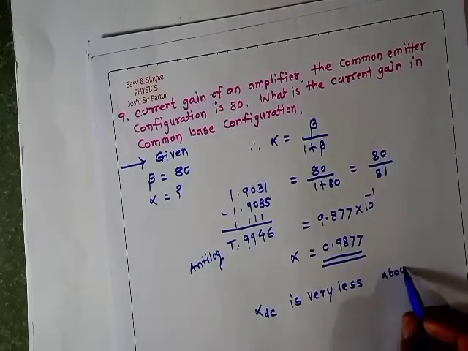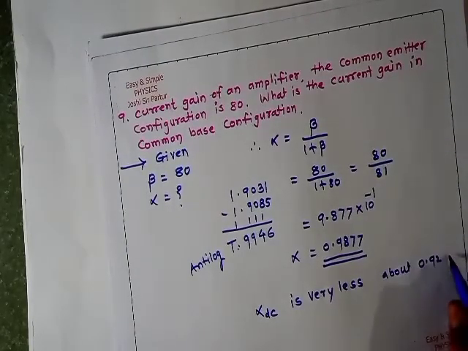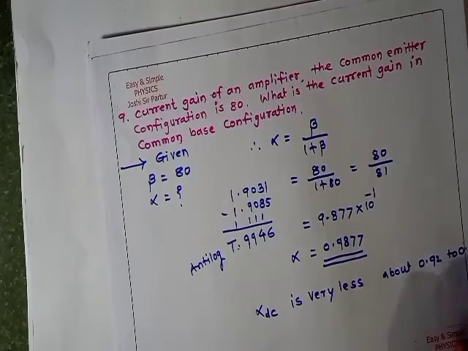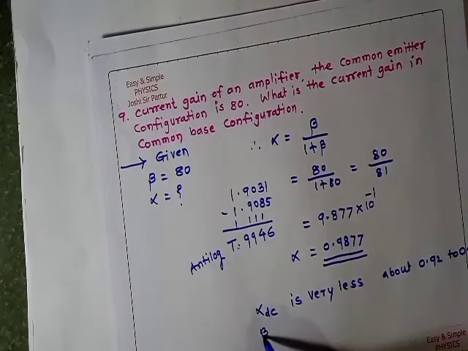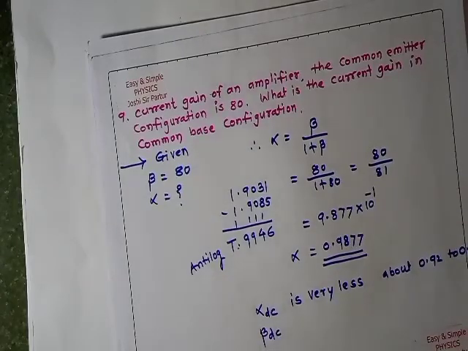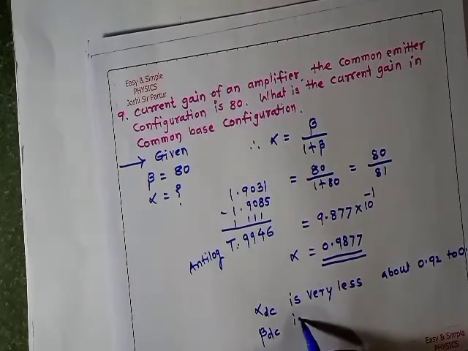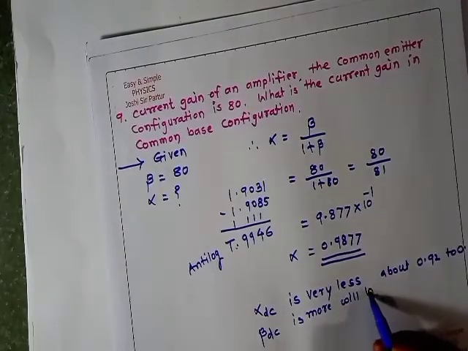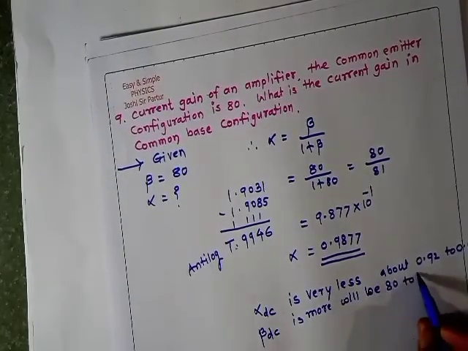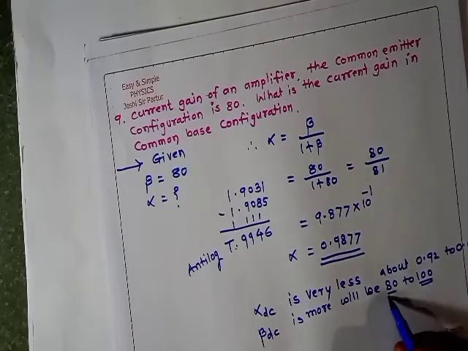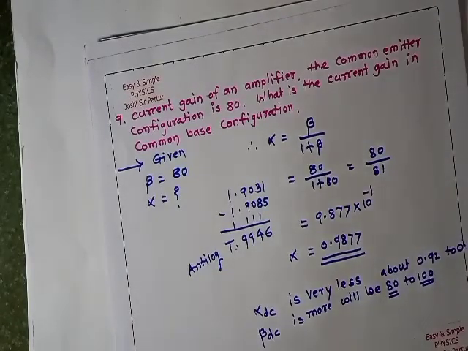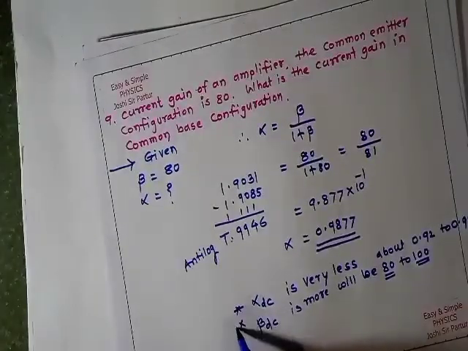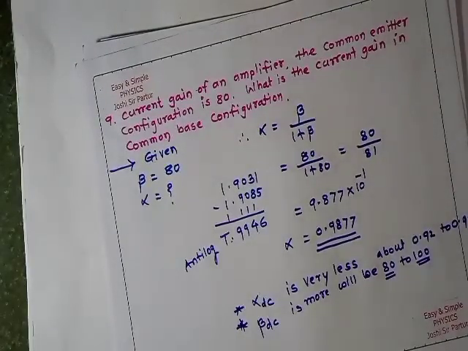We can see that alpha DC is very less, about 0.92 to 0.98, but the current gain in common emitter configuration, beta DC, is more, about 80 to 100. Its value will be more. These two terms can be remembered: alpha DC and beta DC.